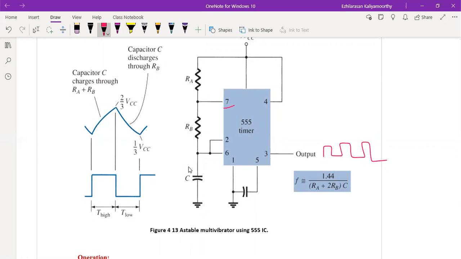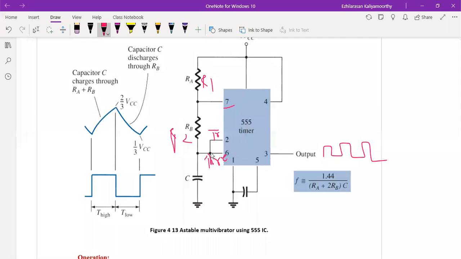Now notice that the threshold input is now connected to the trigger input. The trigger is nothing but pin 2, see, this is pin 2. What about the threshold? The threshold is nothing but pin 6. See, this is the threshold. Now we can see the trigger and the threshold both are connected here. So the external components, this is R1, this is R2, then this is C, form the timing circuit that sets the frequency of oscillation.